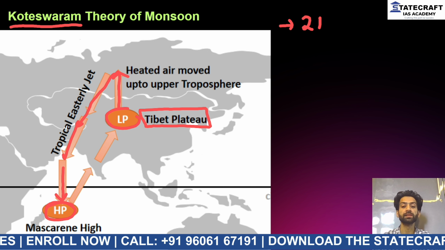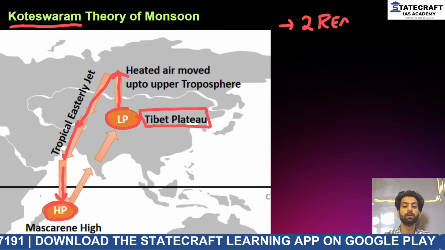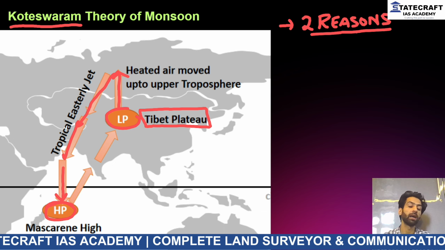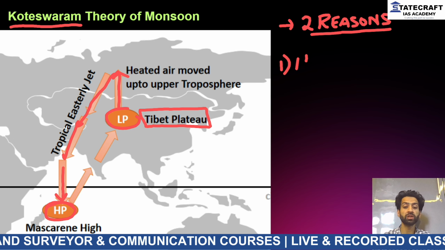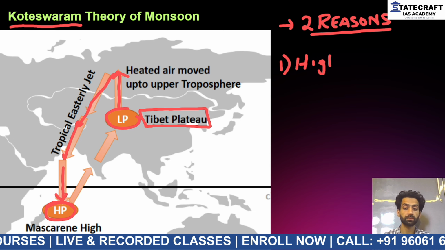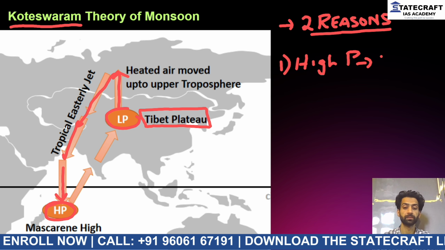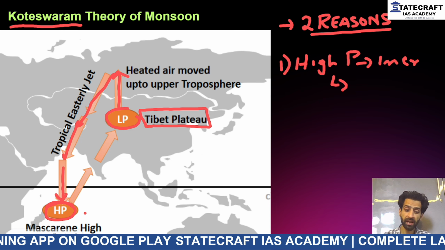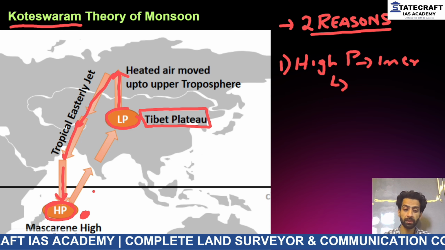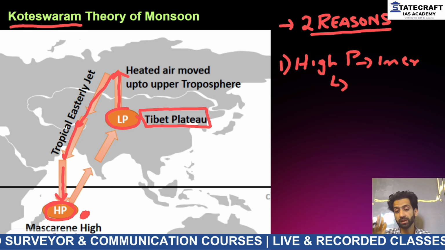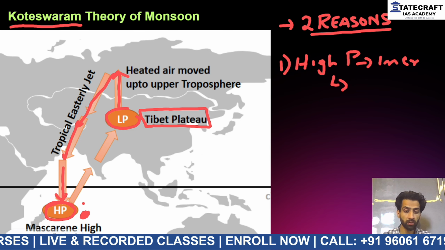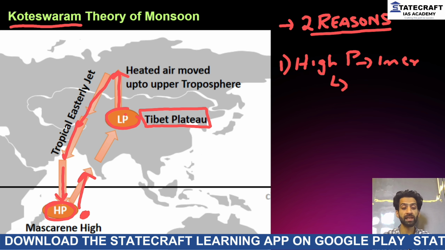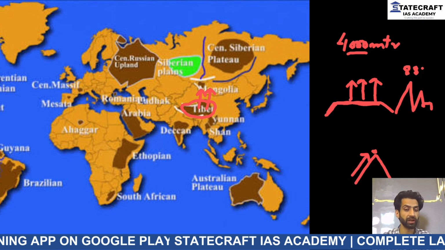Two reasons that impact the monsoon are: number one, the high pressure conditions increase at Mascarenes. If the high pressure is here, what's going to happen? India already has low pressure due to high temperature. So it will attract more winds. More winds will start to blow towards India. Number one. Number two, the second thing is about the tropical easterly jet.